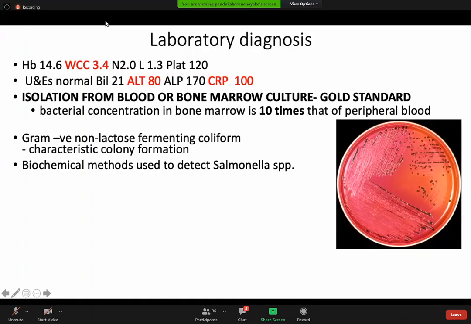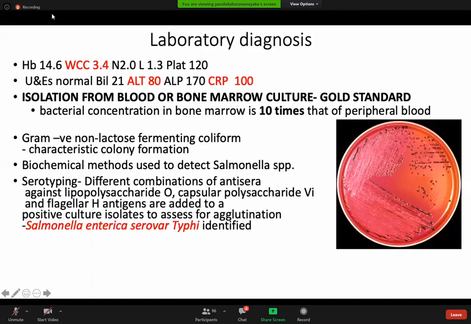So preliminary identification is based on colony appearance on chromogenic or other selective agar medium. Then we can go on to do serological confirmation tests, which typically use different combinations of anti-sera against the Salmonella polysaccharide O, the capsular polysaccharide Vi, and the flagella H antigens, which are added to a positive culture isolate, and then you assess for agglutination. Next, please.